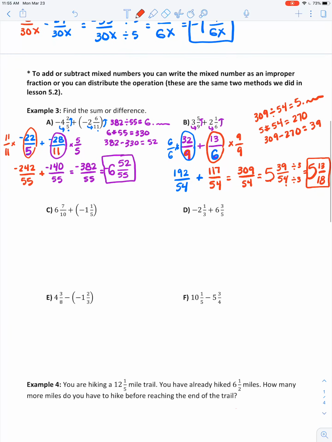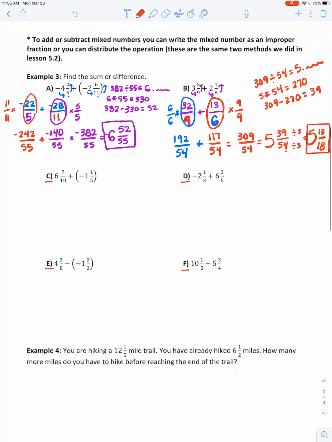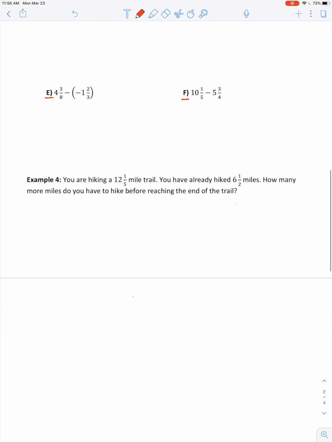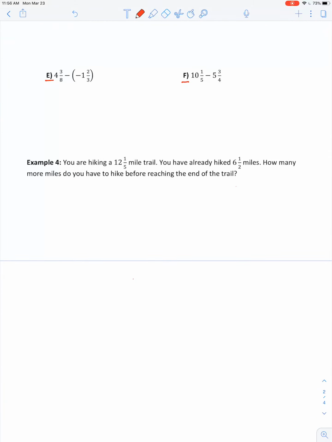Okay, for the rest of these in example 3, C, D, E, and F, why don't you go ahead, you don't have to do all 4 examples, but do like 1 or 2 until you kind of feel like you understand how to do this, okay? And then I'm going to work through with you example 4. That's the last one we'll do together as a class. So it says you are hiking a 12 1/5 mile trail. You have already hiked 6 1/2 miles. How many more miles do you have to hike before you reach the end of the trail?